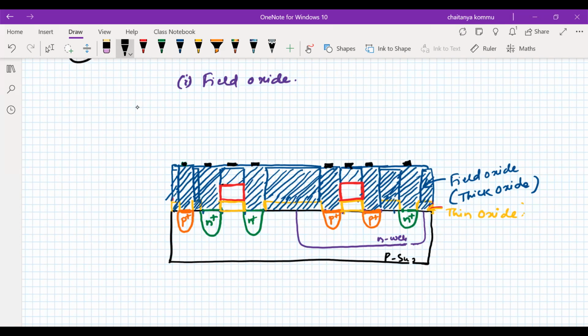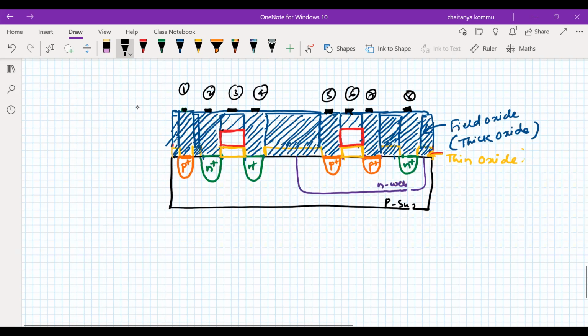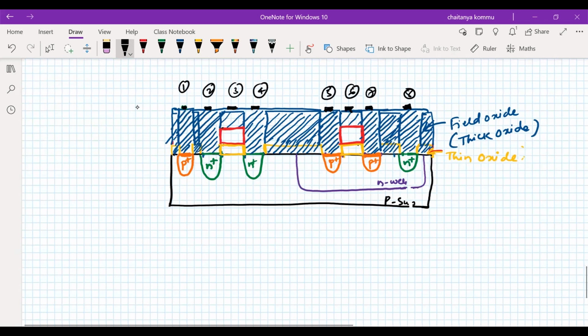How many terminals are there? So this is 1, 2, 3, 4, 5, 6, 7, 8. Therefore, I have to define a mask consisting of 8 transparent portions. Okay, so in order to remove the selective silicon dioxide, what do I have to do again? Photolithography process. There is no doubt at all. Photolithography process that I have to use. Is it clear? So therefore, with the help of the photolithography process, I can remove that particular thing.